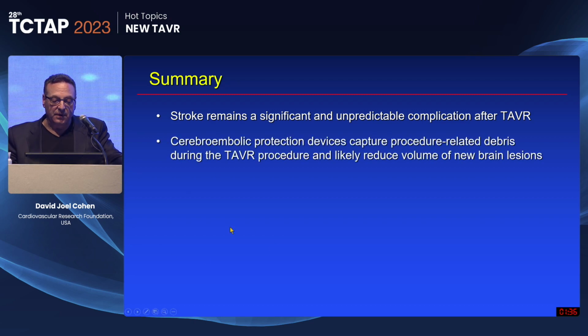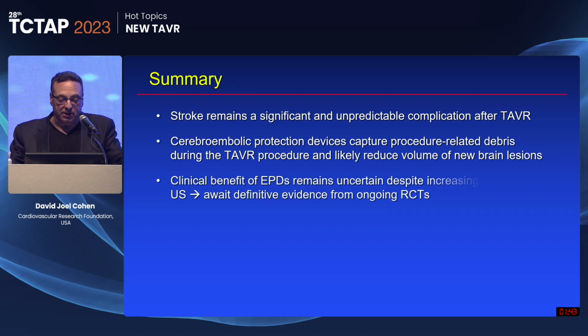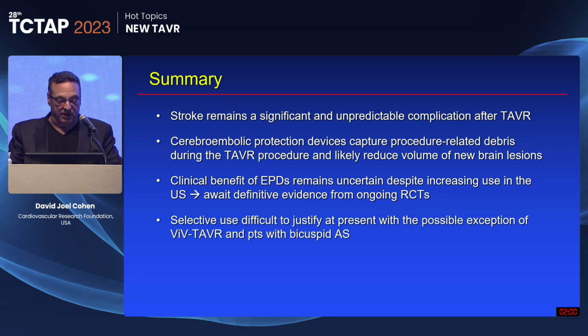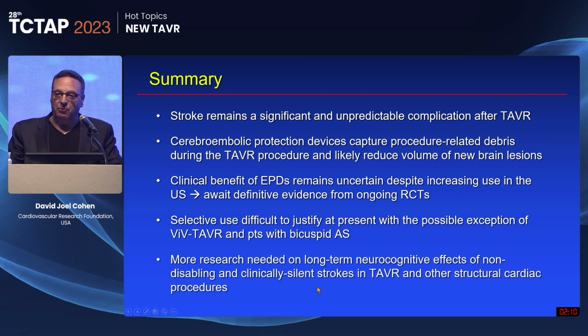So my summary of the data so far is that stroke is a significant and unpredictable complication after TAVR. Embolic protection devices clearly capture procedure-related debris and maybe reduce the volume of new brain lesions. But the clinical benefit, which is what really matters to our patients, is uncertain, despite increasing use in the United States, and we really need more trials. We have the big UK trial that's going on, and we should have data from that in another year and a half to give us, hopefully, more definitive data. I believe that selective use is really difficult to justify at present, with the possible exception of valve-in-valve TAVR and bicuspid AS. And I think we do need some more studies.